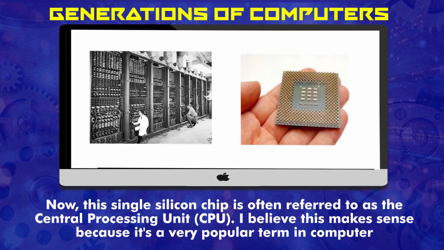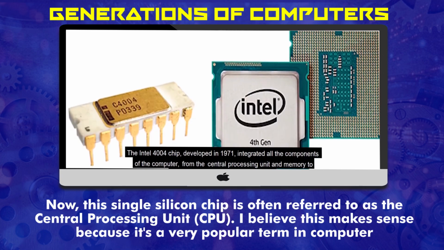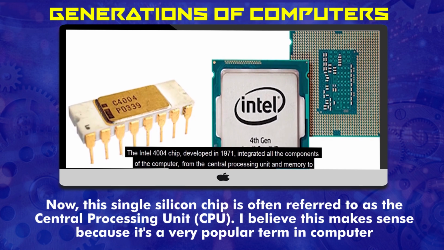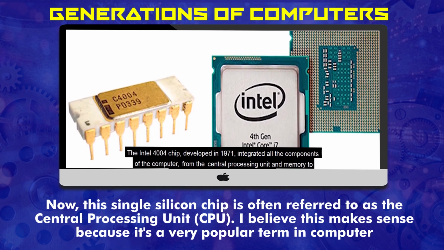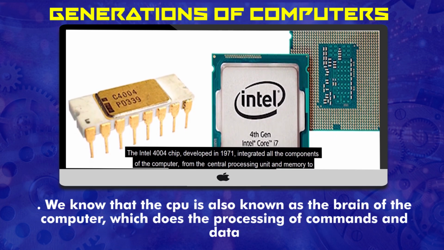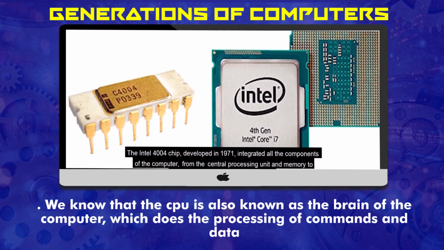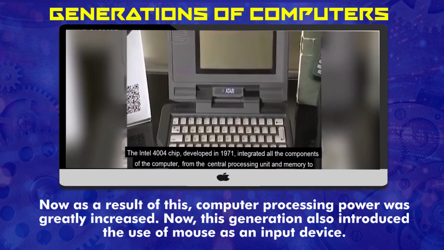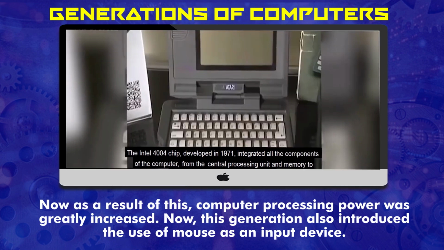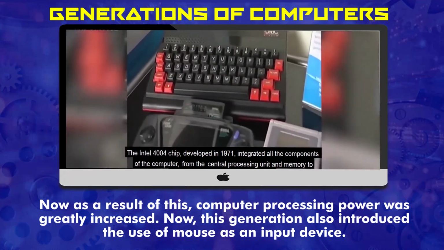Now, this single silicon chip is often referred to as the central processing unit, which is the CPU. I believe this makes much sense because it's a very popular term in computer. We know that the CPU is also known as the brain of the computer, which does the processing of commands and data. Now, as a result of this, computer processing power was greatly increased.